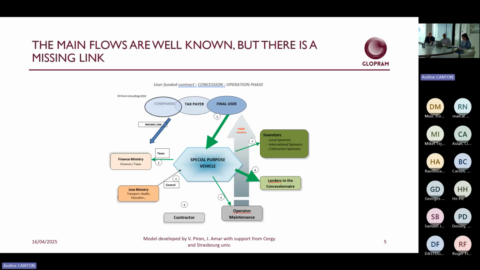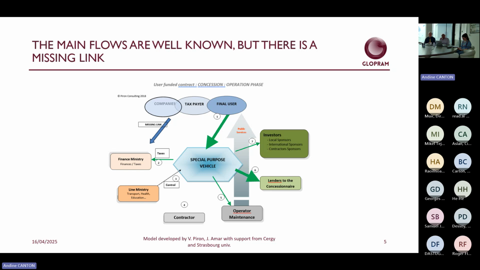So a scheme is easier to understand than any verbal presentation. Here we have taken the example of a concession during the operation phase. What happens? First, the concession provides a service. This is the vertical gray arrow on the right. The operator provides service to the user, and the user pays the SPV. And this is the core business of the concession.